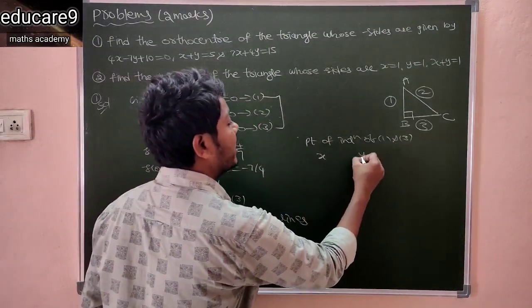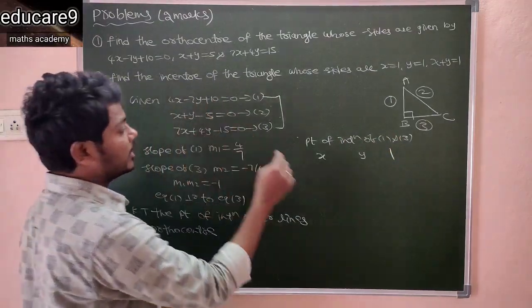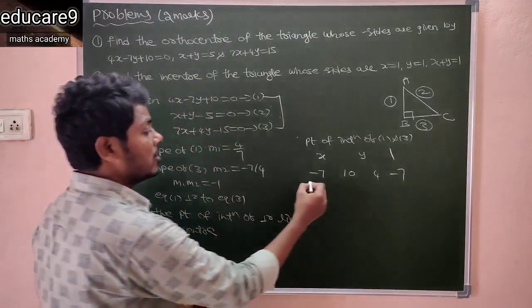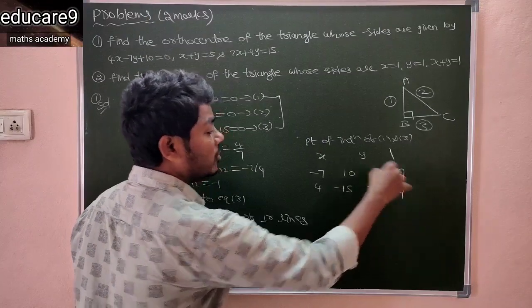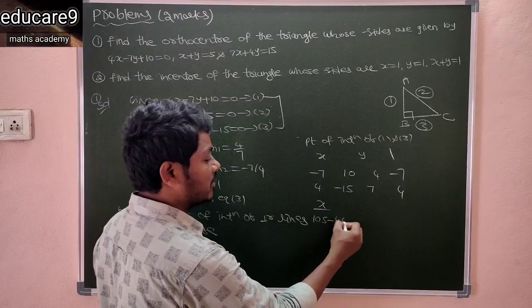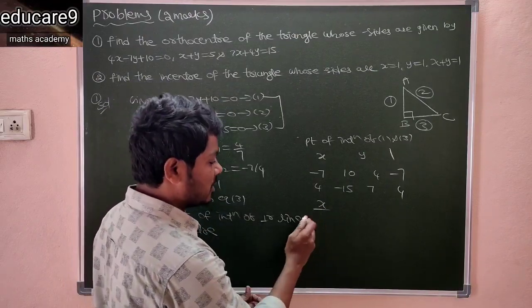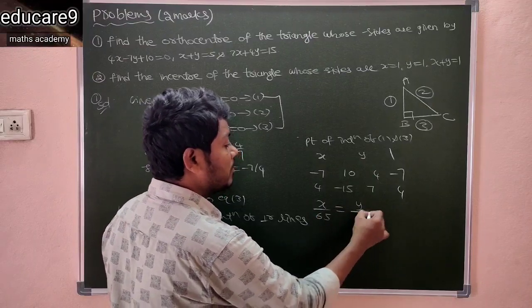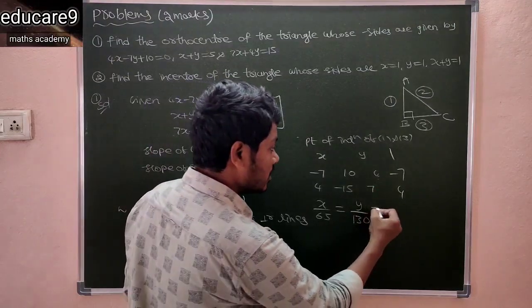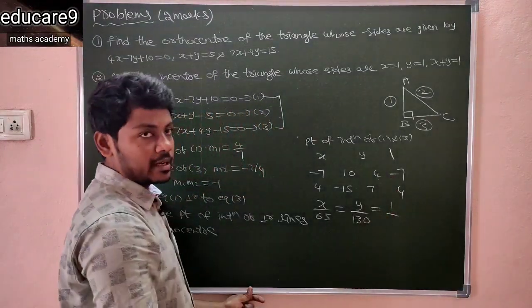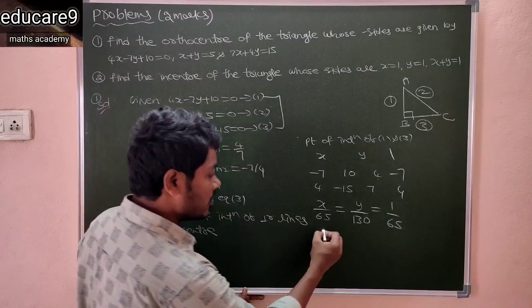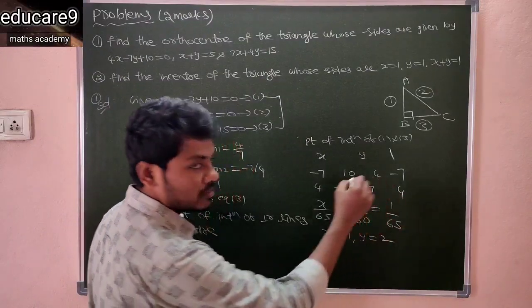So x, y, constant. You start from the middle term and write horizontally. Minus 7, 10, 4 minus 7. Here 4 minus 15, 7, 4. Now x by 15 into 7, 105 minus 40. Okay, so clearly this is 65. Now y by 70 plus 60, that is 130. Now constant by 16 plus 49, 65. Now therefore x is equal to 1, y is equal to 2.